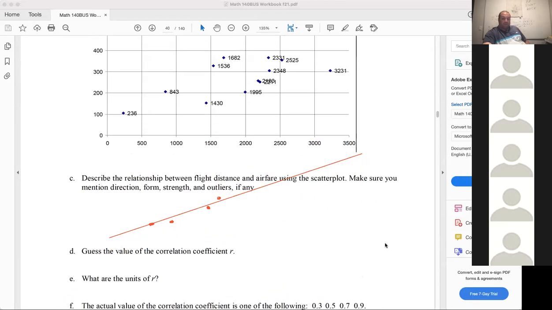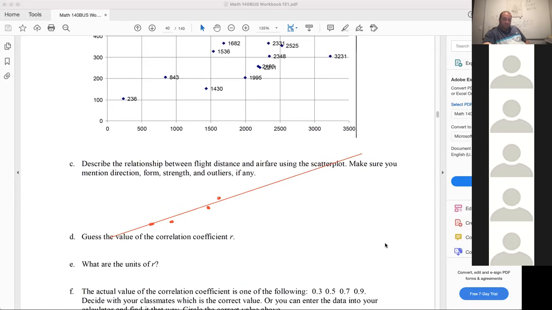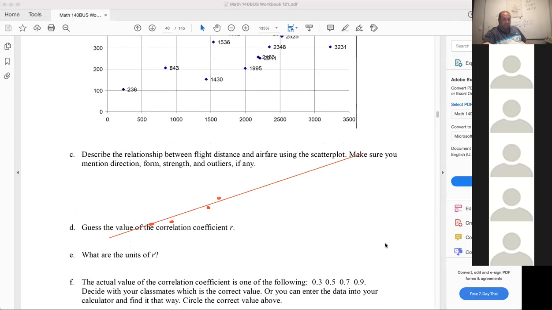What are the units of R? There are no units. Excellent, R has no units. Now, the actual value of the correlation coefficient is claimed to be one of the following: 0.3, 0.5, 0.7, or 0.9. Which one do you think it is? This is based on what we just said. 0.7. I'd have to guess 0.7 myself. Certainly seems reasonable.